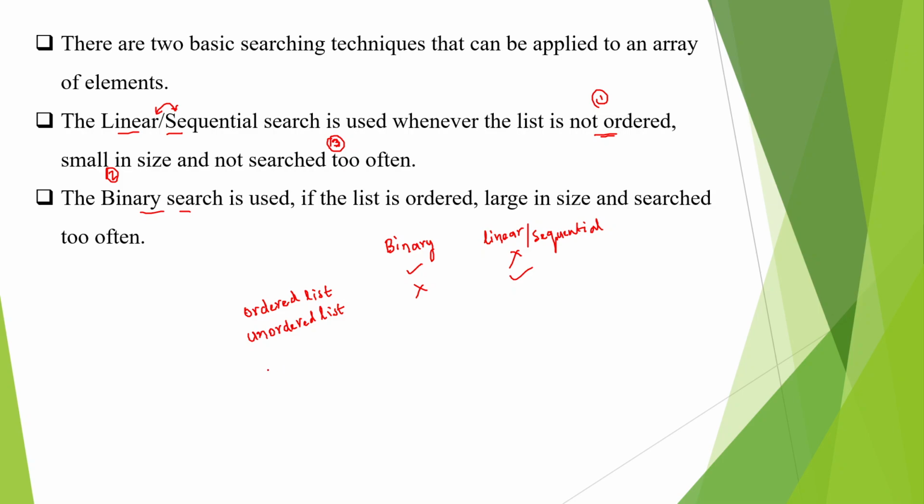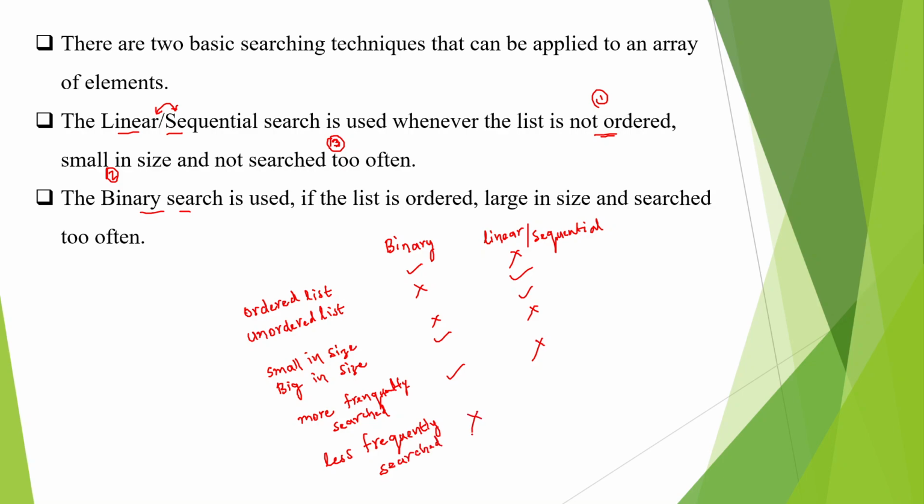The next parameter is size. If the size is small, then we have to go for linear sequential. Don't go for binary. If it is big in size, opposite to that, obviously go for binary. Don't go for linear sequential. Then the next one is the frequency of search. If it is more frequently searched, you can go for binary search, don't go for linear sequential. If it is less frequently searched, opposite to that, then you can go for linear sequential.